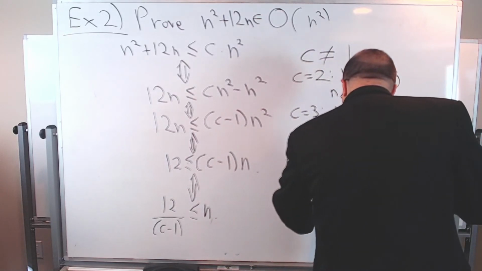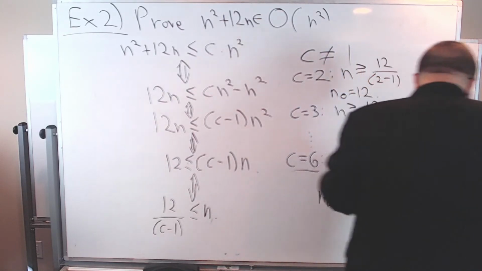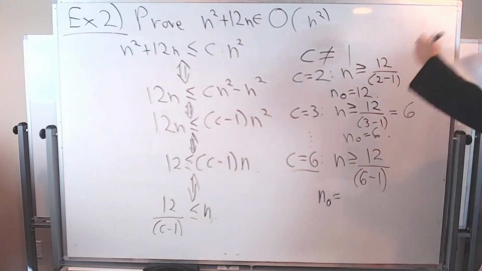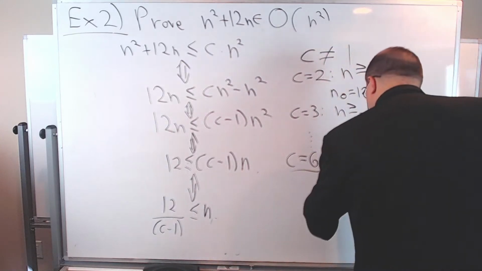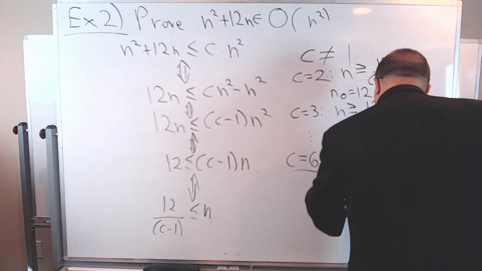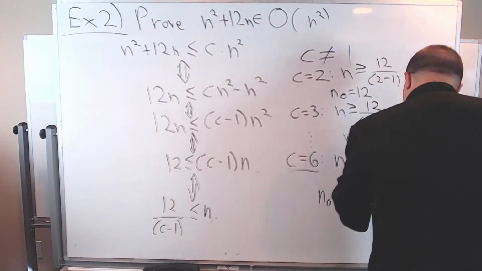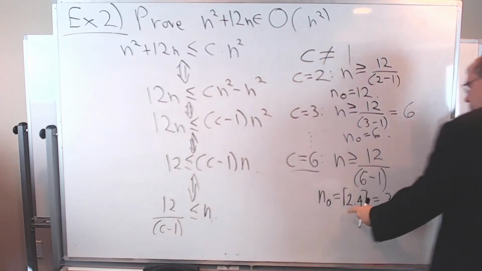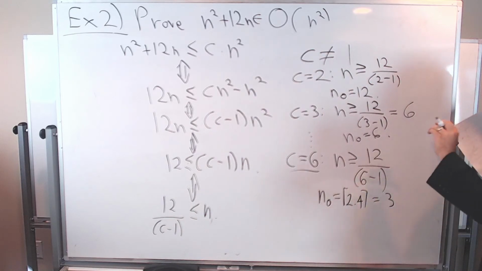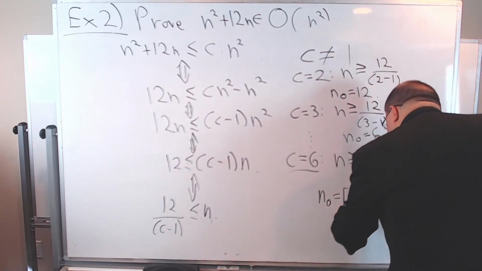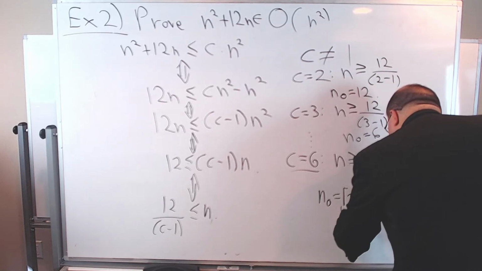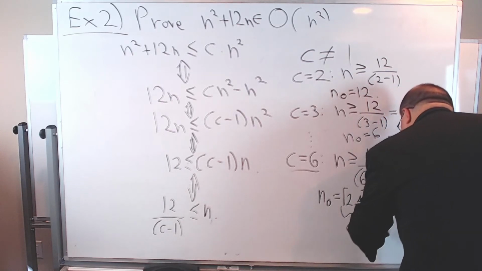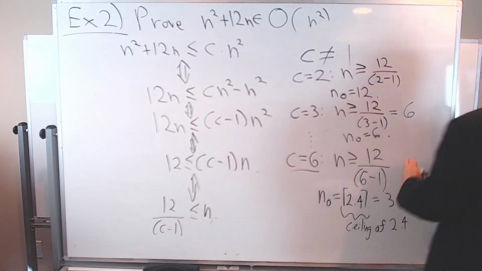So I'm going to let n0 be whatever is the result of this, and I'm going to round it up. I believe it's 2.4 or something like that. I'm going to round it up. I'm going to use a so-called ceiling. So this is the ceiling of 2.4. Ceiling just means round up.